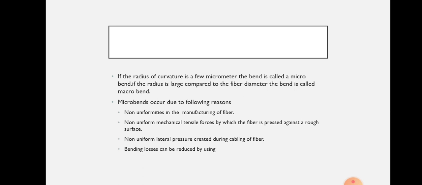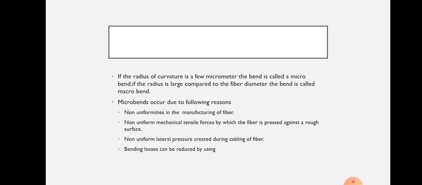Microbends occur due to the following reasons. First, sometimes there may be non-uniformities in the manufacturing of the fiber, so that microbends may occur. In some cases, non-uniform mechanical tensile forces may be applied on the fiber, so that the fiber may be pressed against rough surfaces. In that case also microbends may occur. And sometimes non-uniform lateral pressure created during the cabling of the fiber results in microbend formations. These are the reasons for microbends.